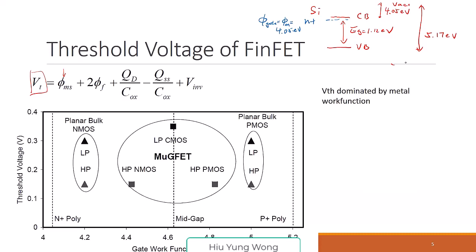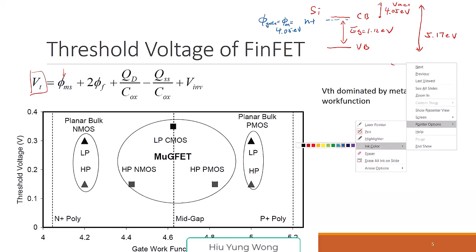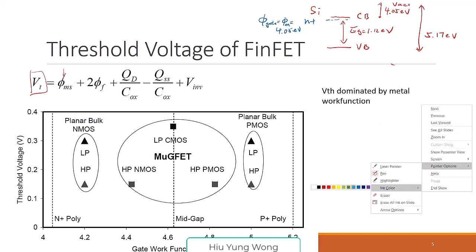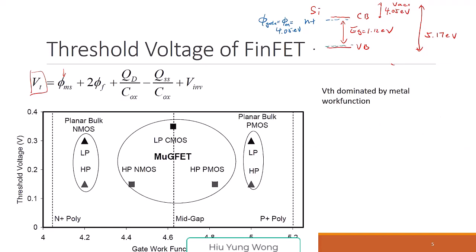Okay. What if I have a P plus gate? What will be the work function? What's the work function, based on the diagram I gave you? Work function, 5.17, thank you. Work function is from the Fermi level to vacuum, right? So from here, you see it's 1.57, right?